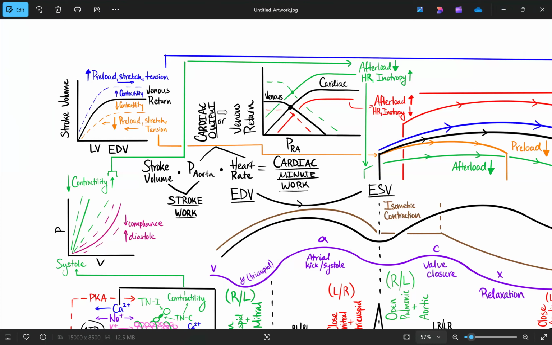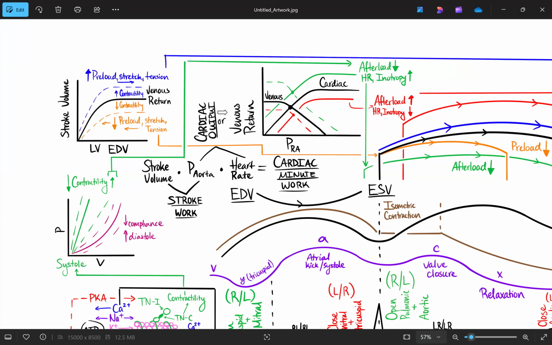You can change the relationship by having either a change in afterload, change in heart rate, or change in inotropy. So the green curve, for example, is where you have either decreased afterload or increased heart rate or inotropy. The reason that shifts up is because if you have less afterload, you will push against less pressure. Therefore, you can push more volume because you have less to resist. Or if your heart rate and inotropy goes up, you will have a relationship, which I will talk about later, where you can have stronger contractions and therefore pump out more blood for less pressure and you're more efficient.